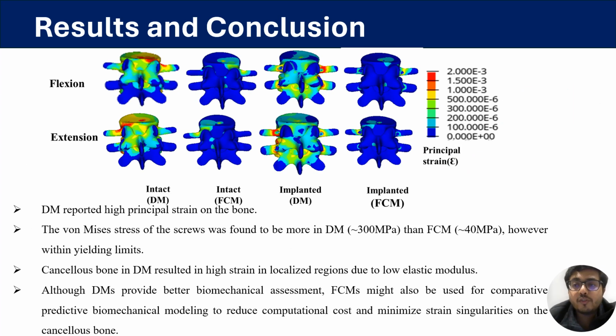The detailed model reported high strains with singularities on bone. Equivalent stress on screws was almost more than 7 times higher in the detailed model than in the full cortical model, although within the material limit of titanium.